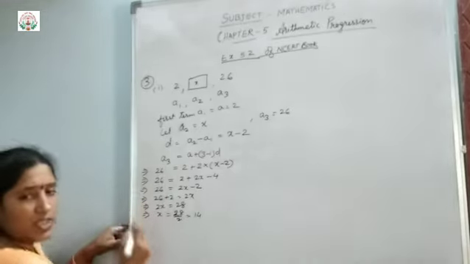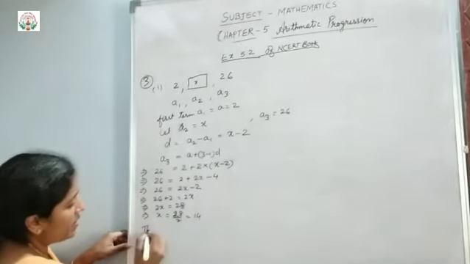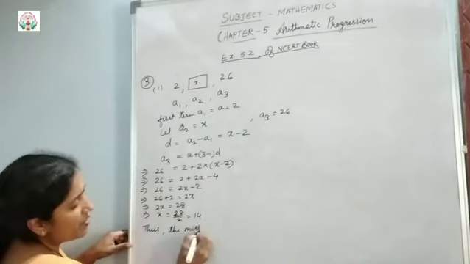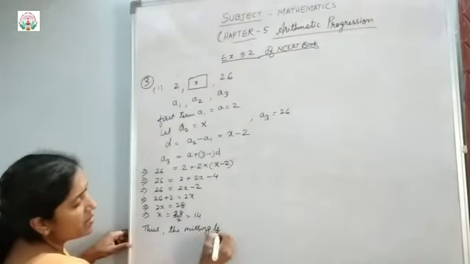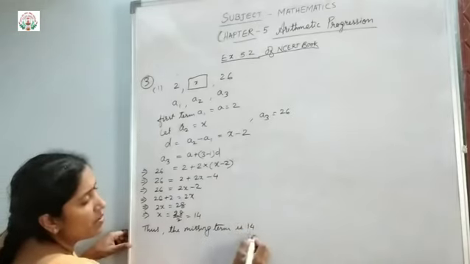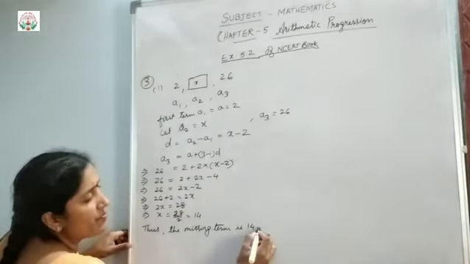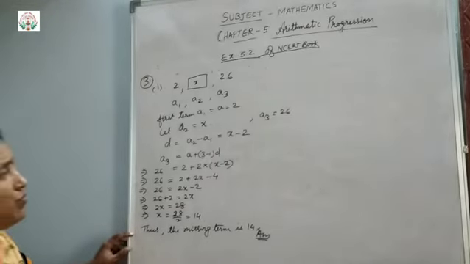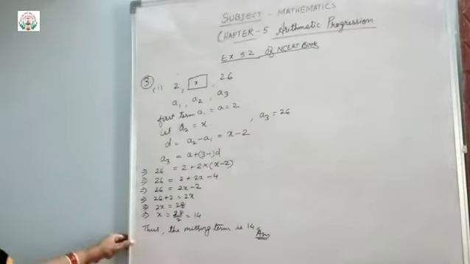So what is the missing term? Thus the missing term is 14. Answer. Clear? Likewise, the second one also you can do. Second question, we'll see that.